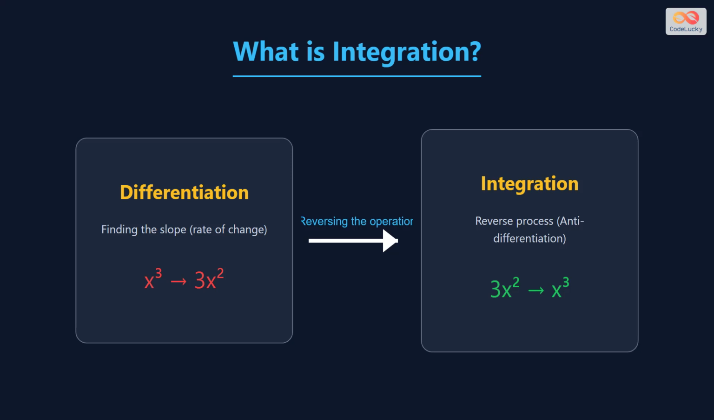Before we learn the rule, let's remember what integration actually is. In differentiation, we find the rate of change, or slope. For example, the derivative of x cubed is 3x squared. Integration is simply the reverse process, also known as anti-differentiation. We want to go from 3x squared back to x cubed.